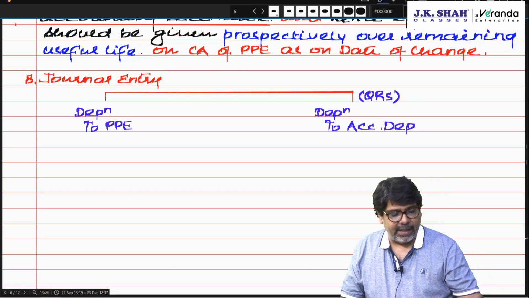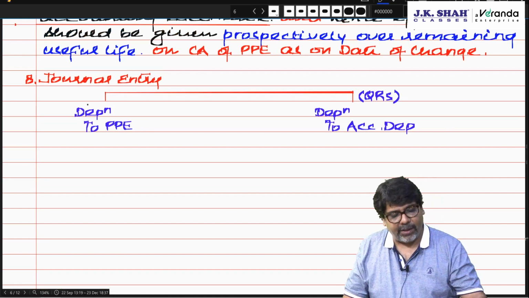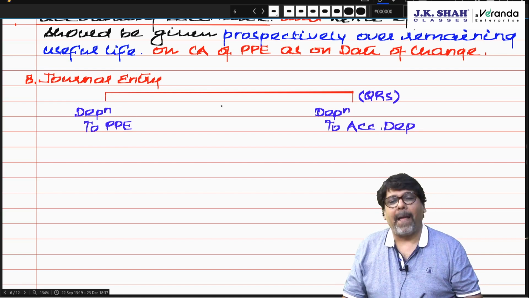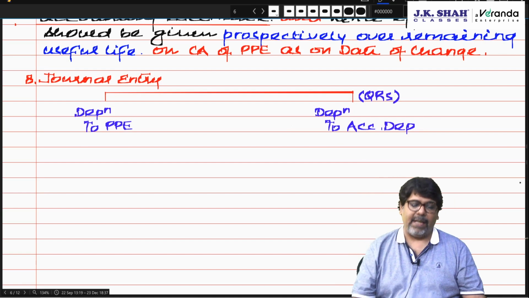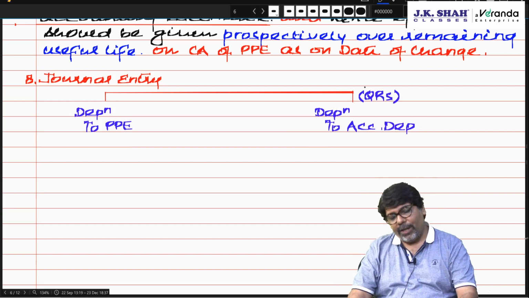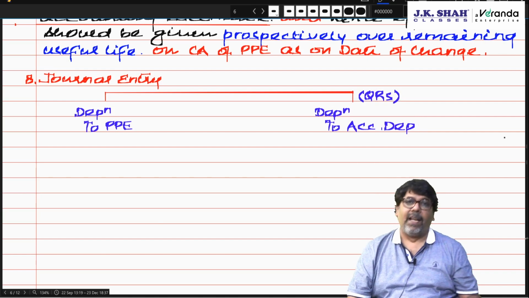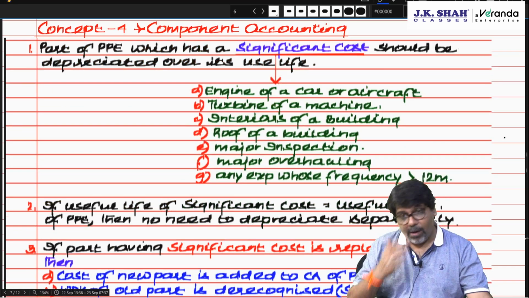The journal entry for depreciation: depreciation to PPE or accumulated depreciation to accumulated depreciation. I am sure that everybody has studied this journal entry, and everybody doing articleship would have realized that in reality we do this journal entry: depreciation to accumulated depreciation. So no question remaining, this is the depreciation entry. Why? Because the Companies Act follows this.